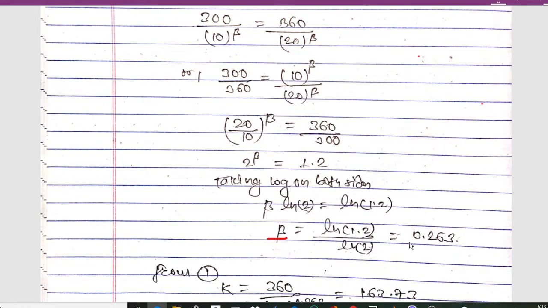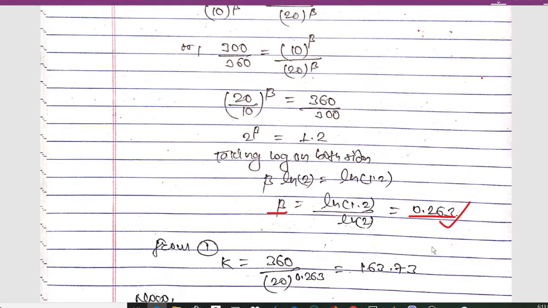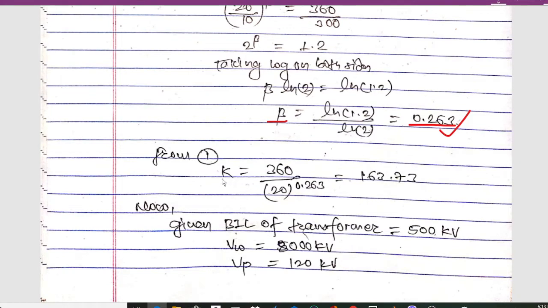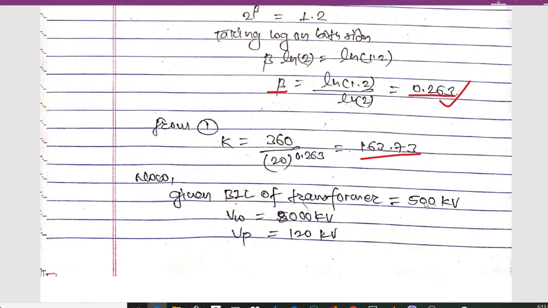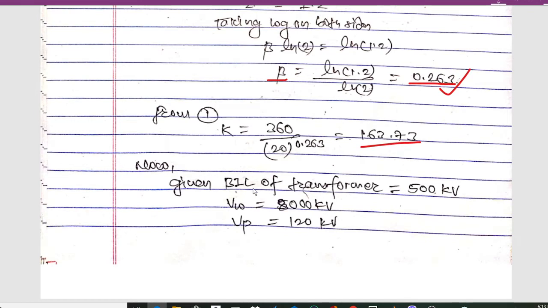Here we have beta as 0.263, and similarly from equation 1 we get the value of K as 360 upon 20 to the power 0.263, which is 163.73. Given the BIL of transformer: in the question the basic impulse level of the transformer is given as 500 kilovolt, VW is given as 8000 kilovolt, and the protective voltage VP is given as 120 kilovolt. These are all given in the question.